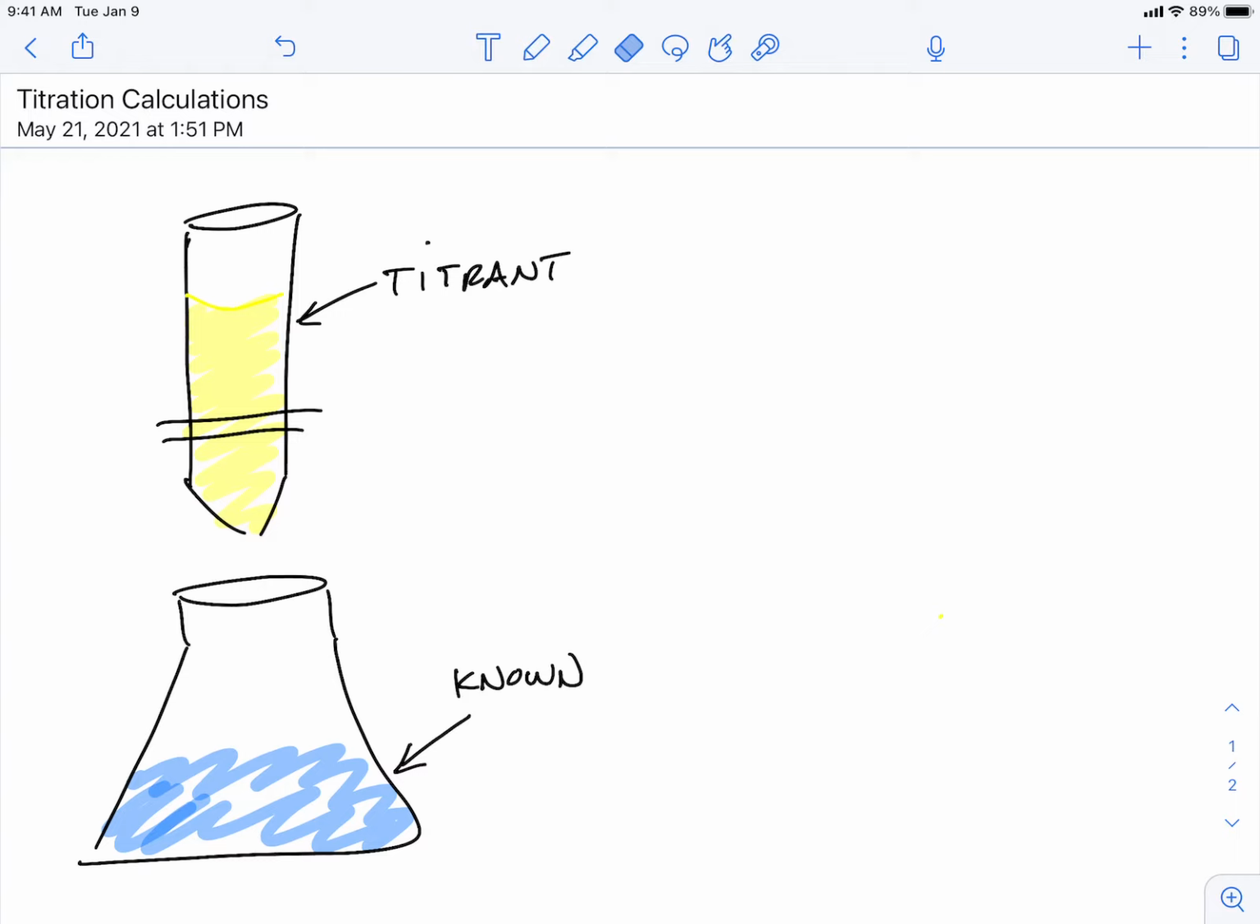What I want to do is go through the calculations that are involved in our titration experiment. Titrations are a really great way of determining the concentration of some unknown sample. Typically in a titration, the value that is known is in our Erlenmeyer flask. Oftentimes we want to find the concentration of our titrant. Remember, the titrant is just whatever liquid we have in our burette.